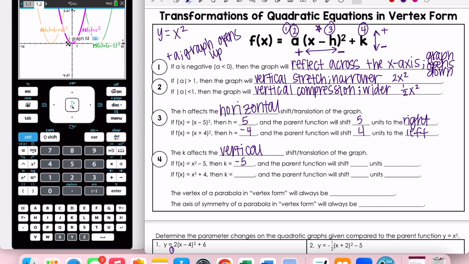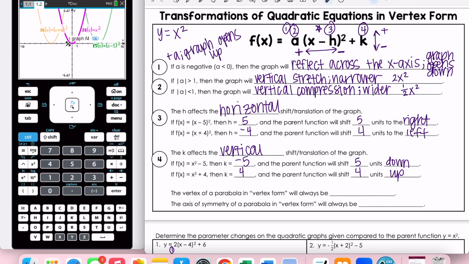Again, there are no tricks here. What you see is what you get. And your parent function will shift 5 units down. If f of x equals x squared plus 4, then k equals, again, there are no tricks, so k equals 4. And your parent function will shift 4 units up.